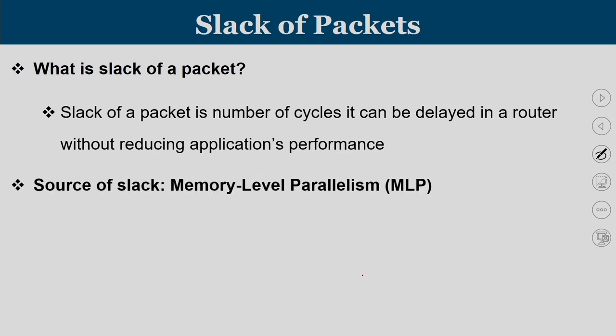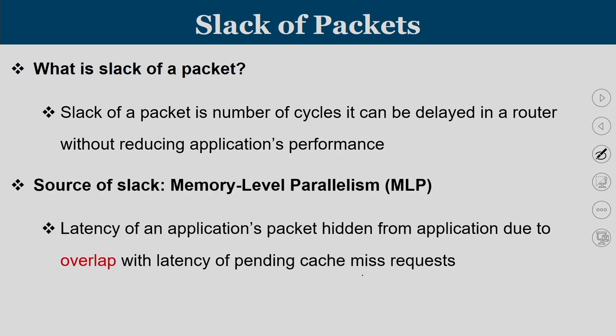So what is the source of slack? It's basically memory level parallelism. The latency of an application's packet is hidden from the application due to overlap with the latency of a pending cache miss request. So what we have to do? Essentially, it's called prioritization of lower slack.